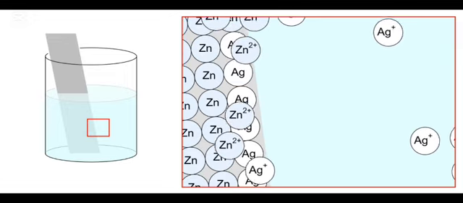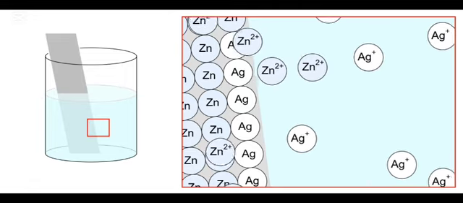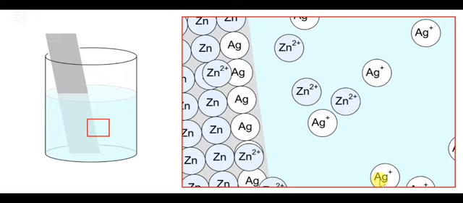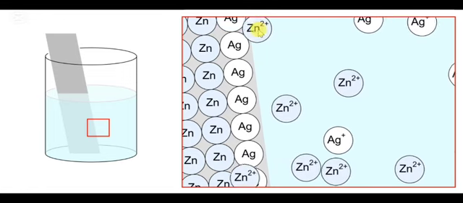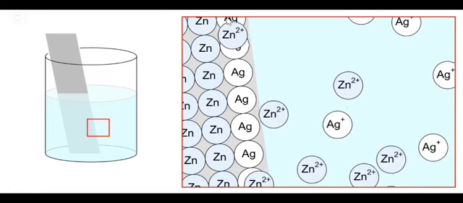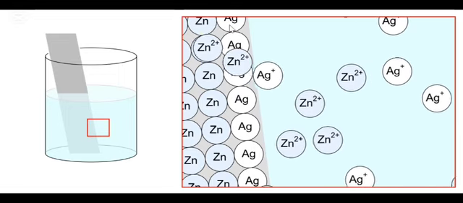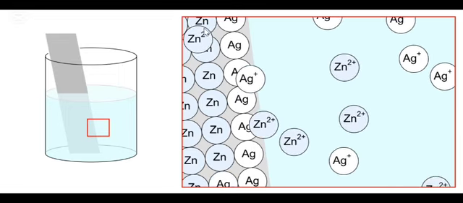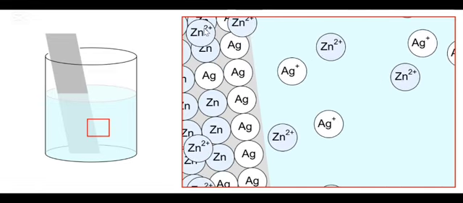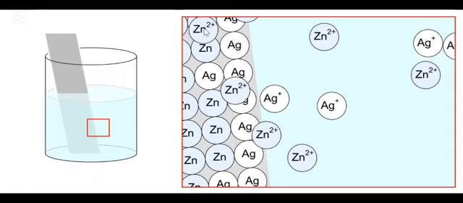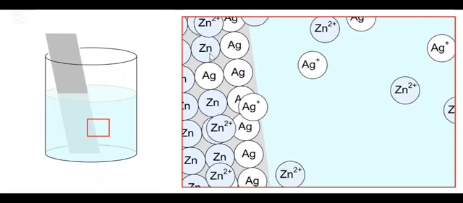What do you observe? You can see the silver ions here. Look at this silver ion: it gains an electron, and the zinc loses an electron. So the silver ion is reduced, while the zinc is oxidized.